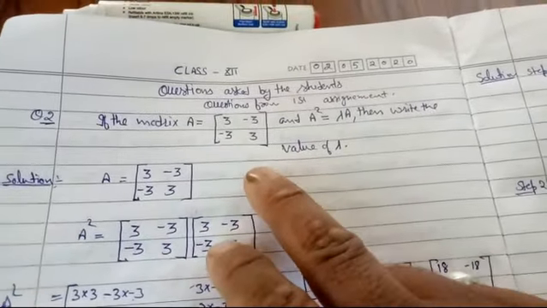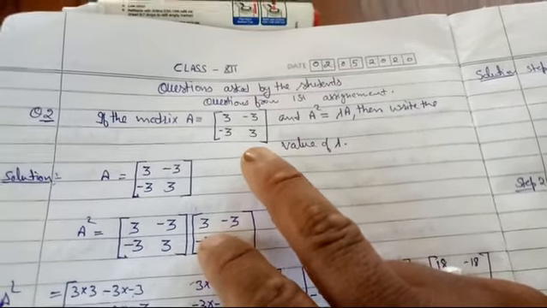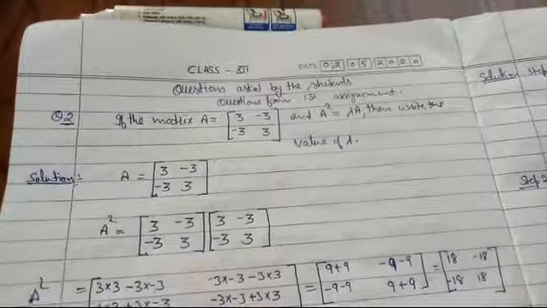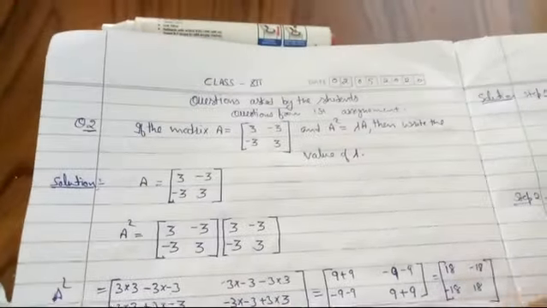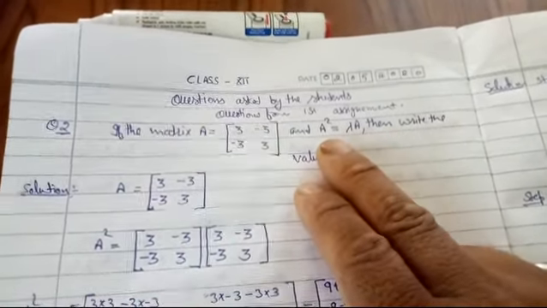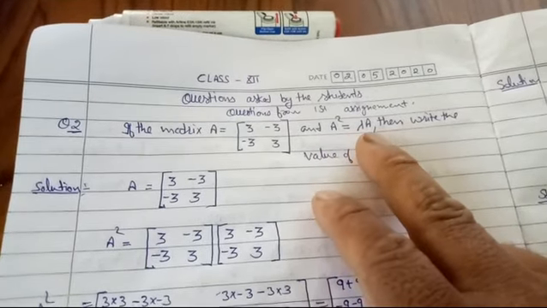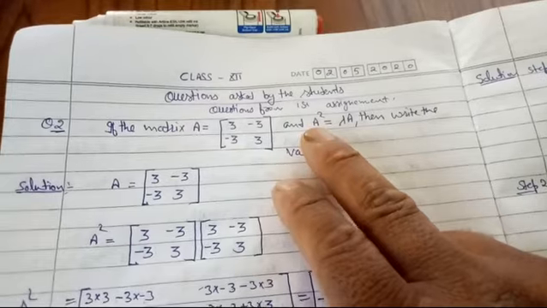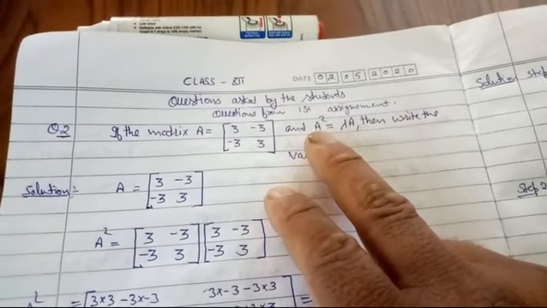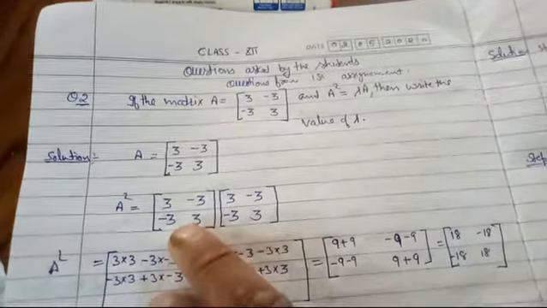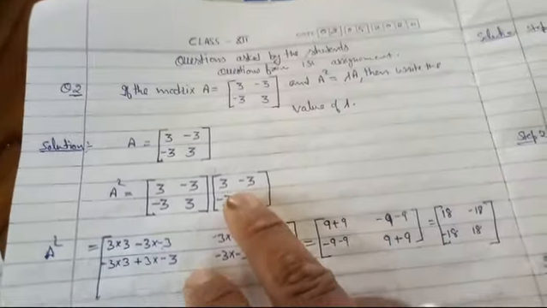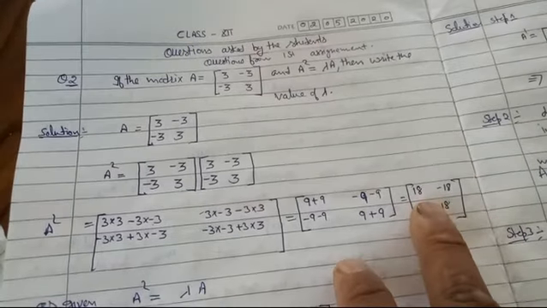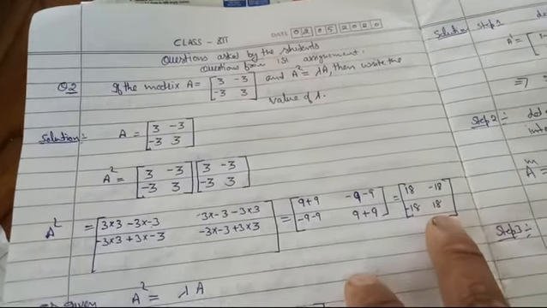The first question which I'm taking is: if the matrix A is this and A square is equal to lambda A, then write the value of lambda. In this question we have been given the matrix A, and this equation A square is equal to lambda A. For this we need the value of A square. A square means A into A. By doing the multiplication, the value of A square we got is 18, minus 18, minus 18 and 18.